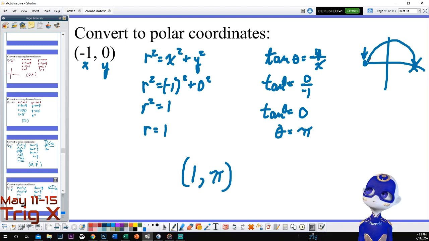So I showed you that example because that one lies right on the axis. It's kind of crazy when it's on the axis, so you have to kind of just draw it and figure out what angle that is.